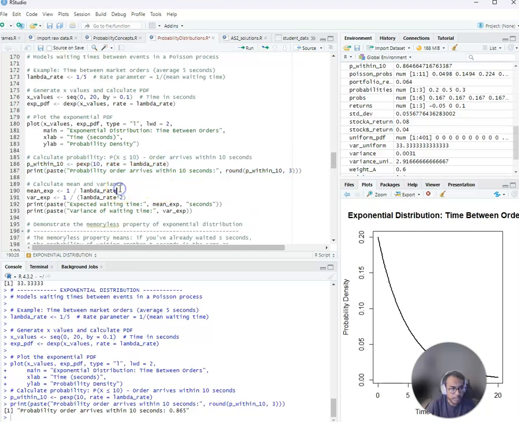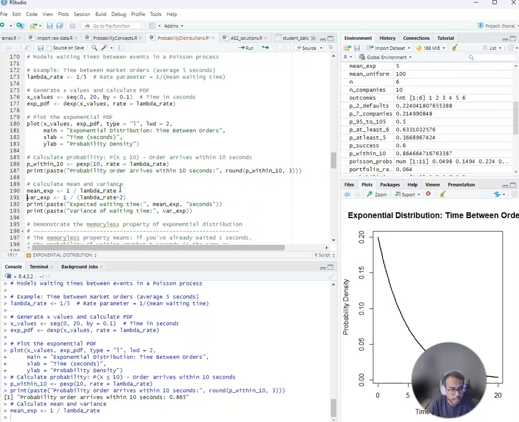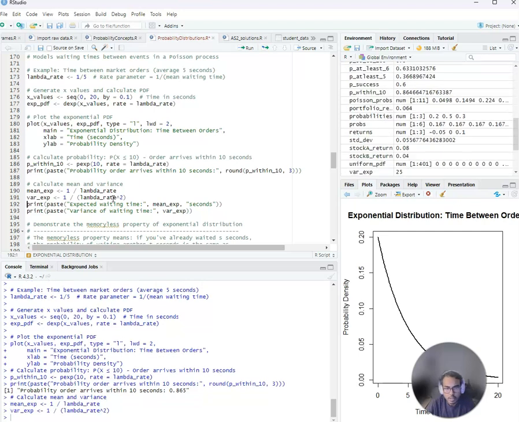And you can calculate 1 by lambda, which is the mean. Mean of x is 5. Yes, 1 by 5, so that's 5. I can also calculate the variance, which is 1 by lambda squared, var_exp. So this is 5 squared, which is 25.